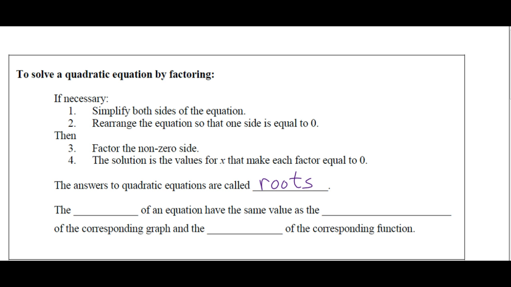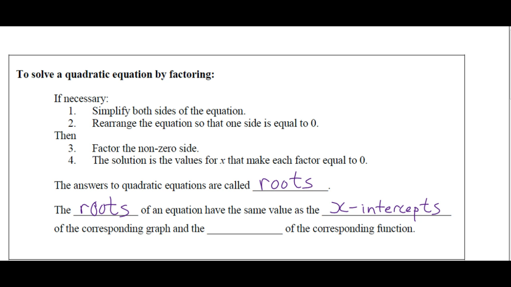The roots of an equation have the same, well, you should check the actual answers. I reserve the right to change these, okay? Because there's different names for things. Roots of an equation have the same value as the blank of the corresponding graph. So the graph has x-intercepts. And the blank of the corresponding function. There's like three names, so you don't really have to know them, right? You just have to understand sort of the concept.